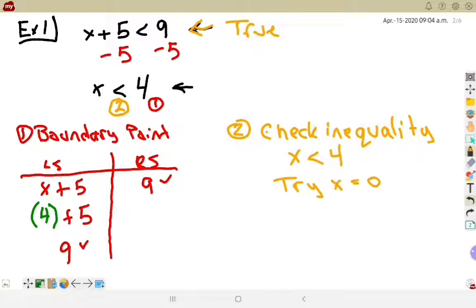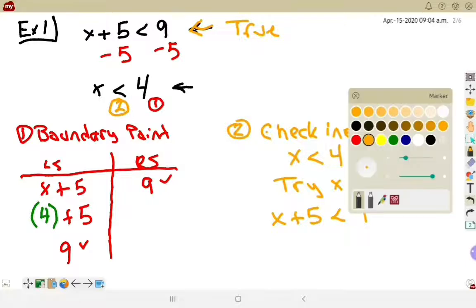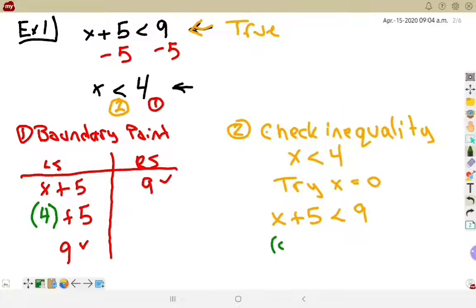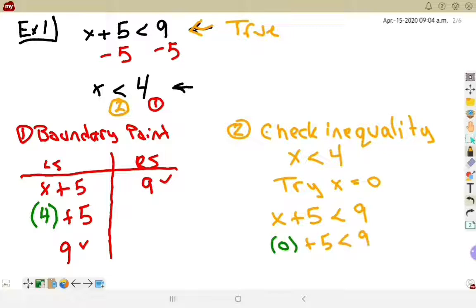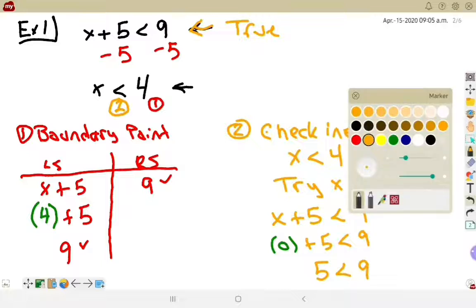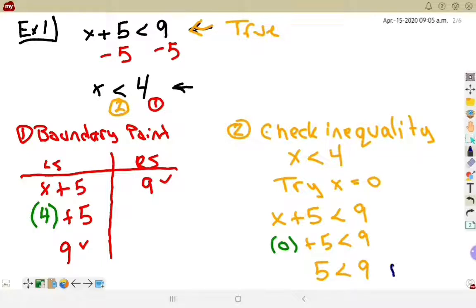So if I go back, my original inequality said x plus 5 should be less than 9. And I said any number that's smaller than 4 should work. So I'm going to try this value of 0. Let's put in 0. So 0 plus 5 should still be less than 9. And 0 plus 5 is 5. And so you ask yourself, is it true that 5 is less than 9? This is a true statement. And so since that is a true statement, it means that x must be those numbers less than 4. I know it has to be 4 because we proved that the boundary point was 4. Okay, so that was nice and simple.